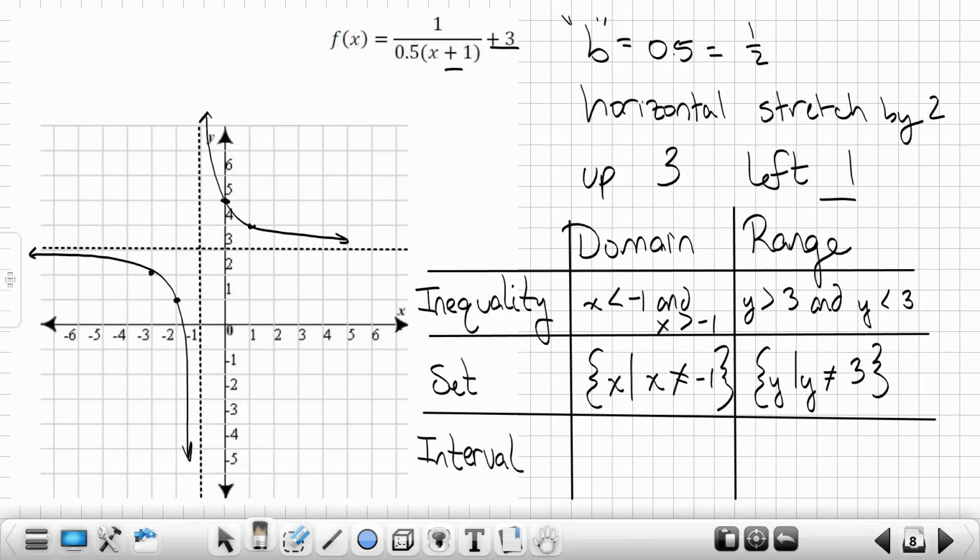Interval. Gabriel. Parentheses, negative infinity, comma, negative 1, parentheses, the U, parentheses, negative 1, infinity. That's Alexa's favorite one right there.